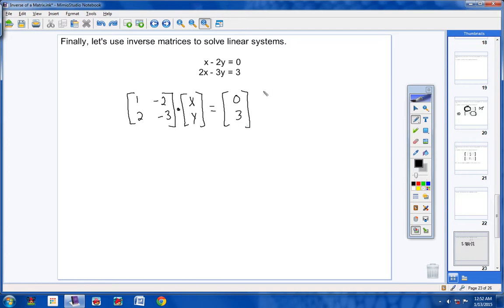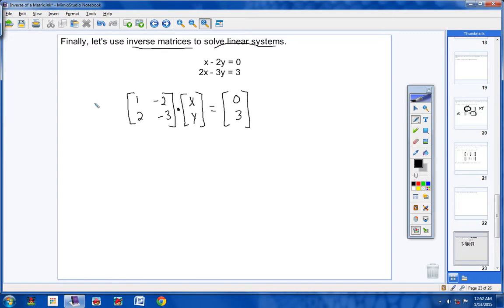Now listen to me, students. Anytime on a test or a quiz that I ask you to solve one of these problems using inverse matrices, you are more than welcome to use your calculator to find the inverse. Please feel free to do that, okay, students? So anytime I ask you to solve a linear system by using inverse matrices, feel free to use your calculator when it comes to finding the inverse matrices.